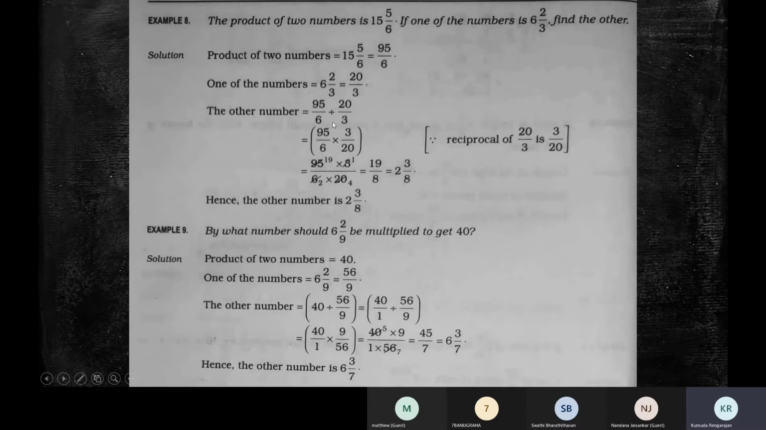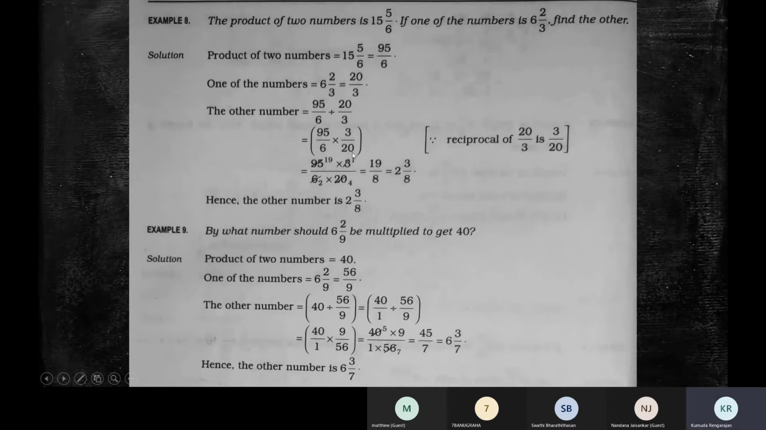Now how do we do this division? Write the first fraction as it is. Division is written as multiplication, so we take the reciprocal of the second fraction. 20 by 3 is written as 3 by 20. Next, we multiply the numerators, 95 into 3, and multiply the denominators, 6 into 20. Then take up 3 from the numerator, 6 from the denominator: 3 ones are 3, 3 twos are 6. Take up 95 from the numerator, 20 from the denominator. In the tables of 5, 5 fours are 20, 5 nineteens are 95.